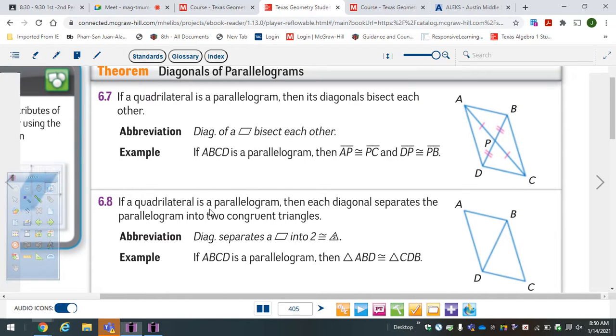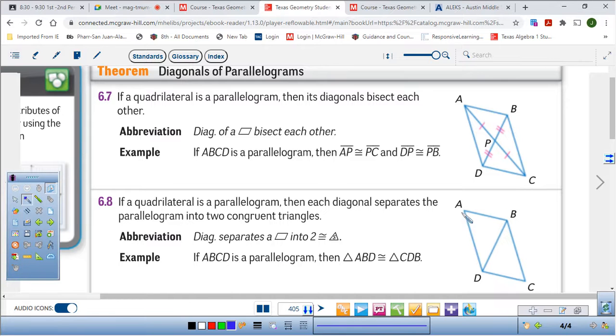Next one, if a quadrilateral is a parallelogram, then each diagonal separates the parallelogram into 2 congruent triangles. So if I have this parallelogram here, and I have a diagonal here, then I have this one triangle here, all right, congruent to this other triangle over here. So basically cuts it in half. Really sweet, really cool. Now look at the way it works out here. Look at the way this one works.